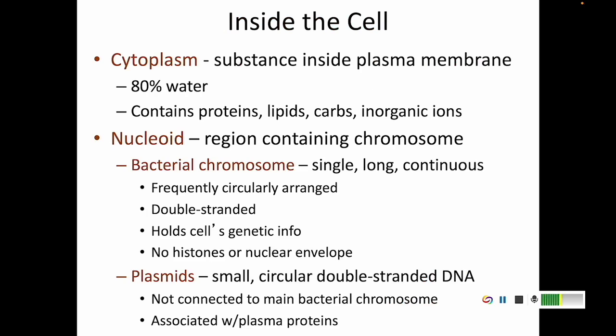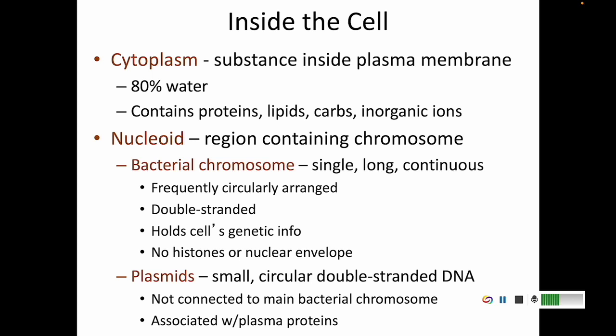Okay, let's talk about what's inside the cell. We have cytoplasm. Cytoplasm is mostly water, but also has other stuff: proteins, lipids, carbohydrates, ions. The nucleoid is where the chromosome is. The bacterial chromosome is frequently just one long, single, continuous circle, double-stranded, and holds all of the genetic information.